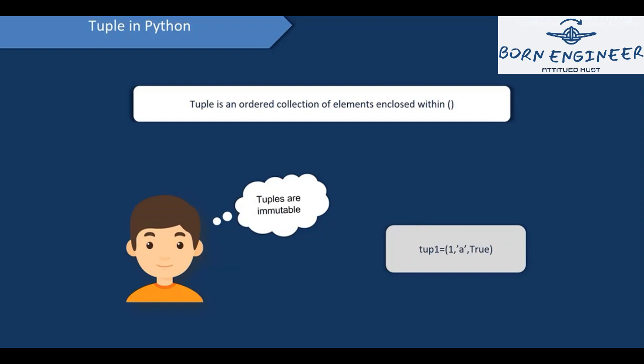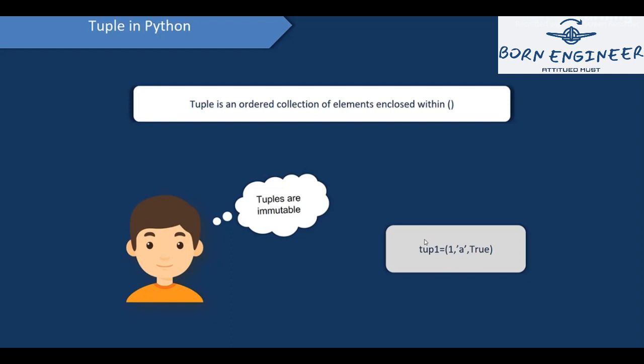As it is stated over here, tuple is basically an ordered collection of elements enclosed within round braces, and tuples are immutable. Now, what do I mean when I say tuples are immutable? Once you create a tuple, you can't change the value which is present inside the tuple, right? And this is how you can create a tuple.